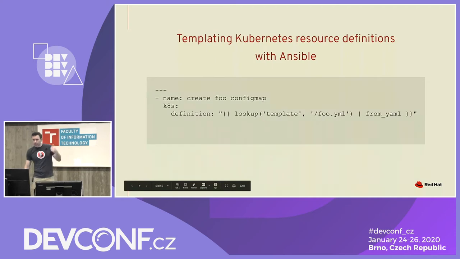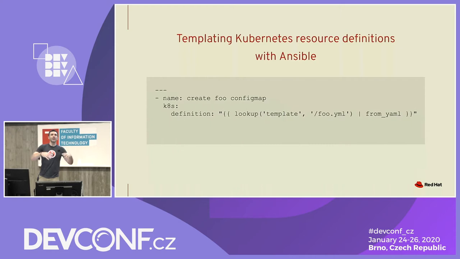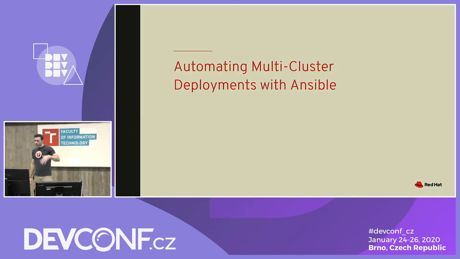There we go. There's a bit of shorthand that you can use if you don't want to have these definitions in line inside of your playbook itself. You can store those files externally, read them in to your playbook. So it's a nice little piece of shorthand I always like to show people when I'm talking about these things. Okay, so that's a little bit of how the two of them are similar. I want to talk a little bit about how you can use them to do multi-cluster deployments with Ansible.